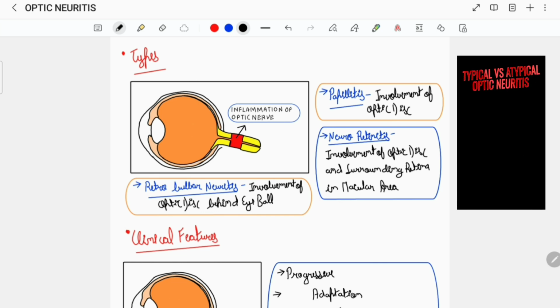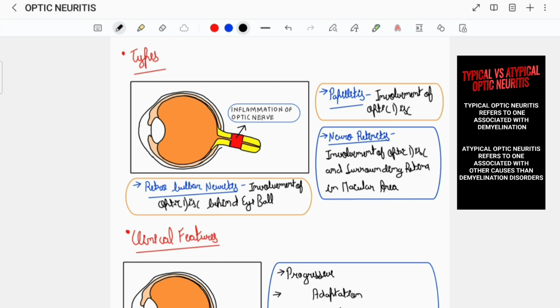Also, we have a classification of typical versus atypical optic neuritis, wherein typical optic neuritis refers to the one associated with demyelination, while atypical optic neuritis refers to the ones associated with causes other than the demyelinating disorders.